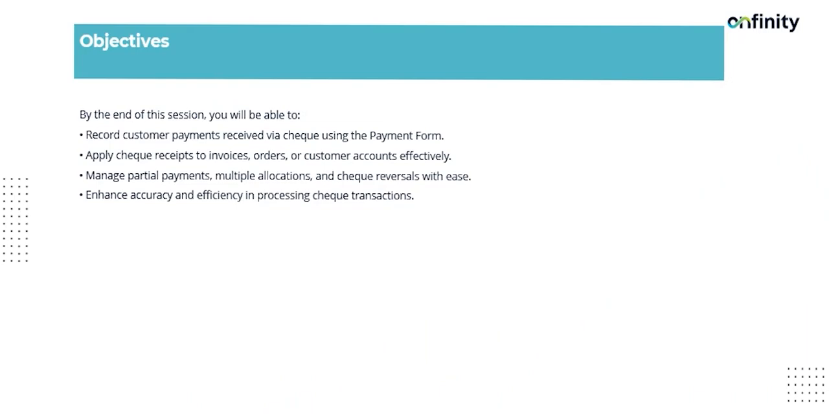payment form, receive checks against invoices, orders, or customer accounts effectively, manage partial payments when an invoice is not fully paid, allocate multiple invoices to a single payment, reverse check payment records if an issue occurs, and understand the impacts in the Onfinity system. This training will enhance your accuracy and efficiency in processing check transactions.